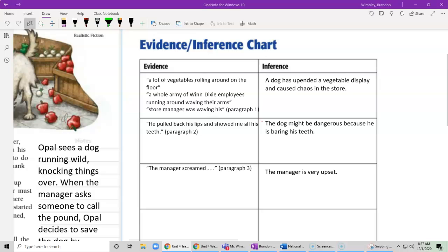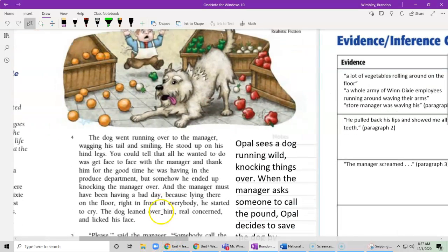Now, what we're going to do is we're going to look at the rest of the paragraphs 4 to 8, and we're going to keep completing this evidence and inference chart. And we're going to look at it once it's all done.